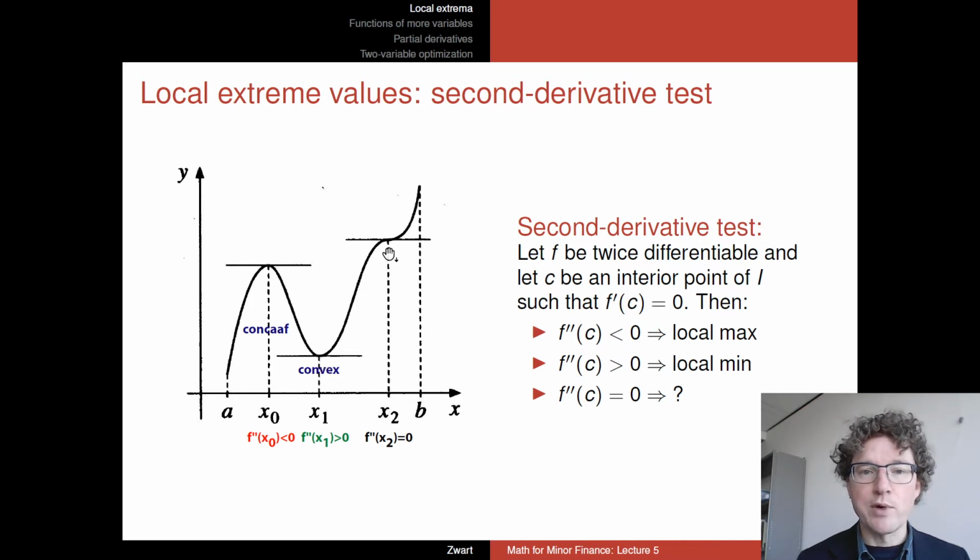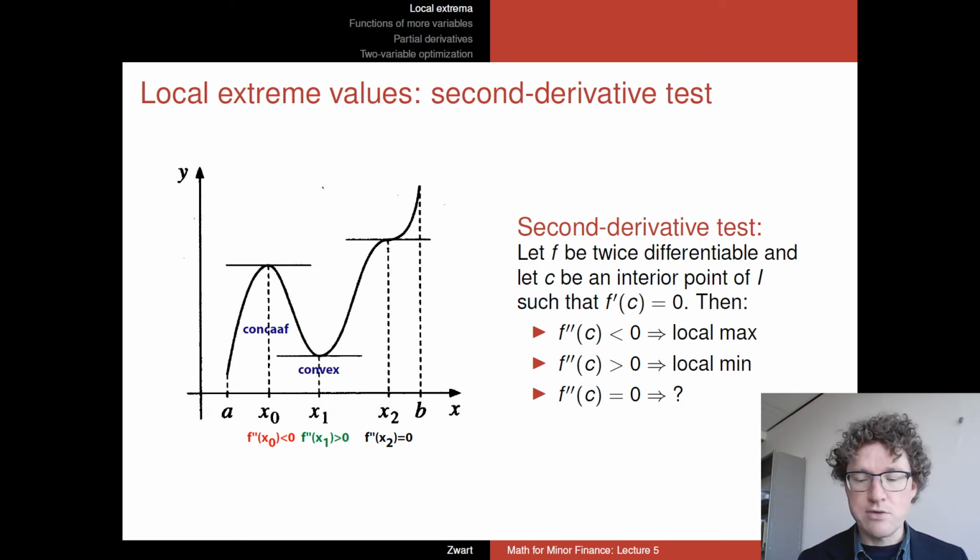And finally the point x2, again, this is a stationary point, so f prime is zero, so locally this function is flat over here, but actually also the second derivative here is zero, and then basically we cannot say anything. So in this particular case, it's not a local maximum or a local minimum. That's not the general outcome, it might still be, but we cannot conclude this at least from the fact that f double prime equals zero. So no conclusion follows there.